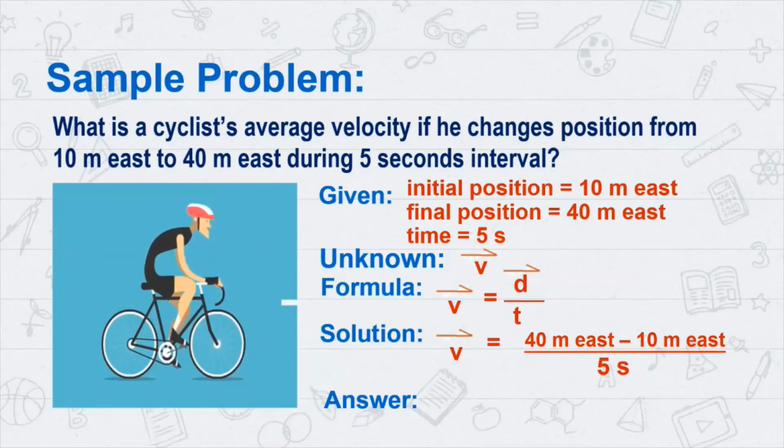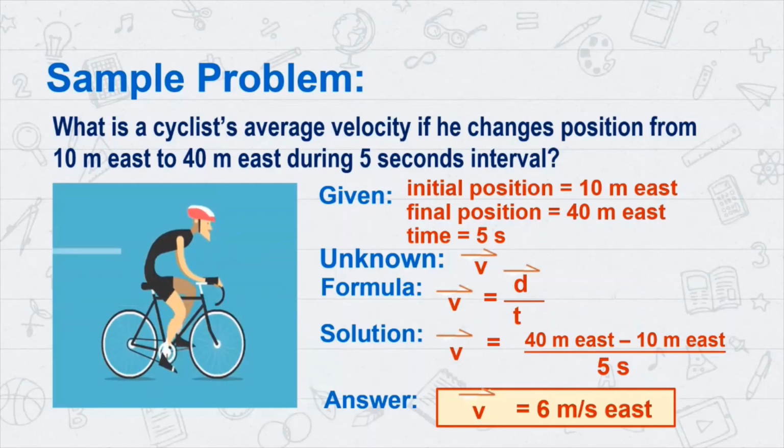What will be our final answer now? Excellent. The answer is 6 meters per second east. The cyclist average velocity is 6 meters per second east. A round of amazing applause for all of you.